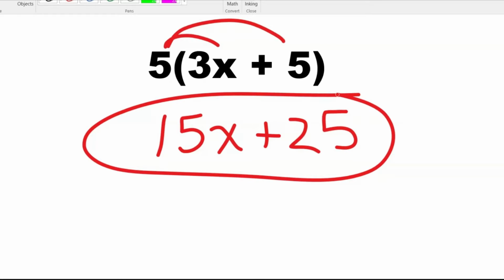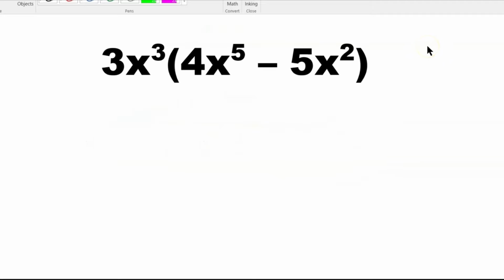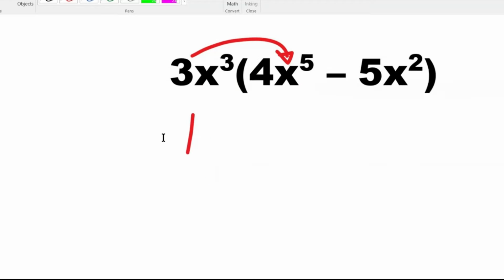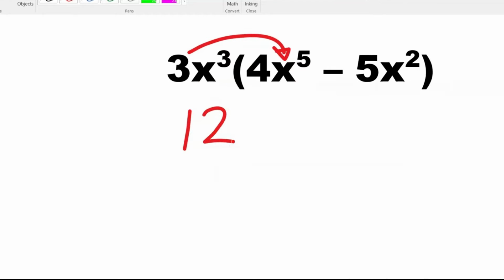Those cannot be added. Now we'll also be distributing with variables and exponents, and I want to make sure we understand what that looks like. For example, I have 3x to the third power outside the parentheses. I'm going to distribute that to 4x to the fifth power. Now when I multiply 3 by 4, I get 12. But when I multiply x to the third times x to the fifth, that's going to give me x to the eighth power. So it looks like I'm just adding these two exponents here.